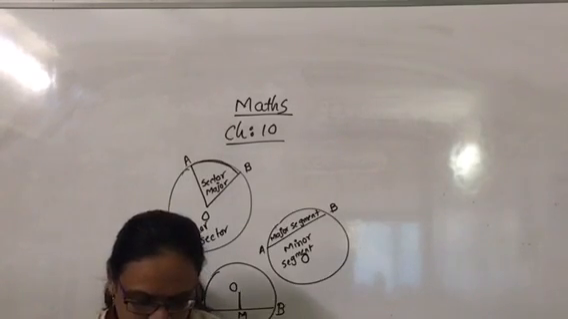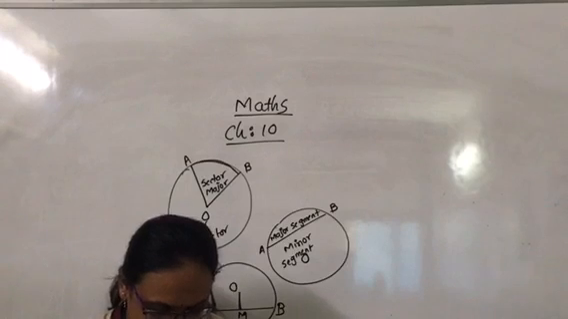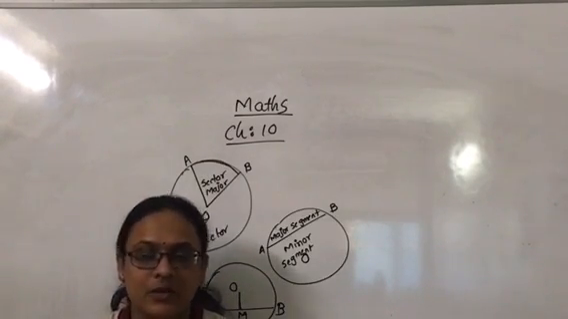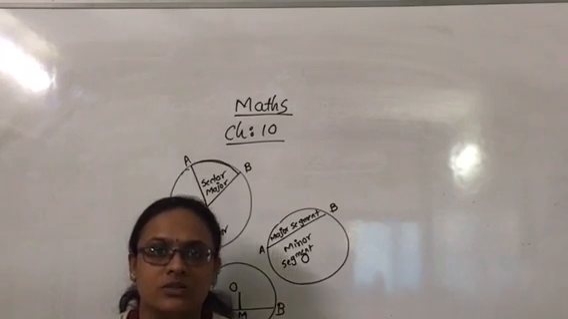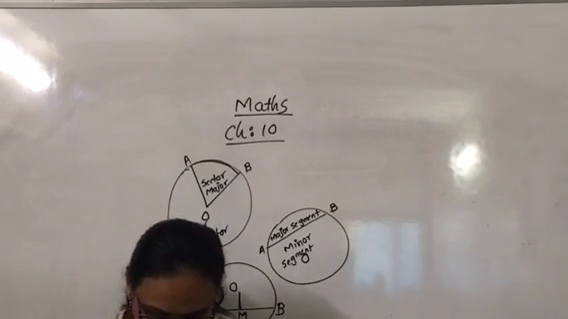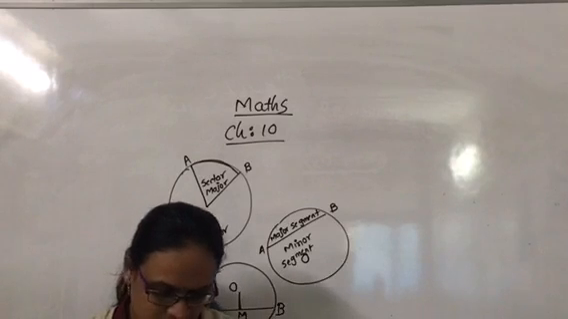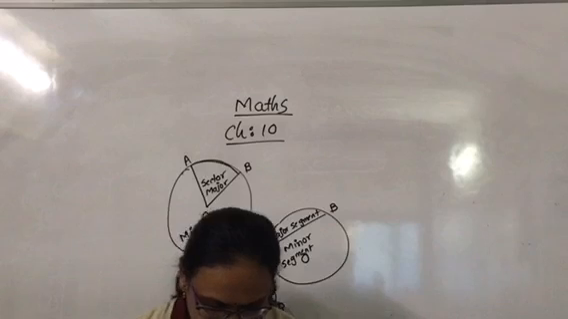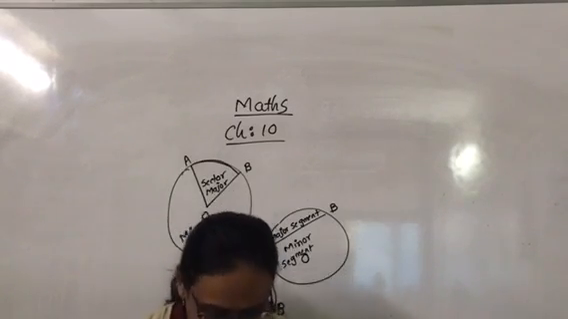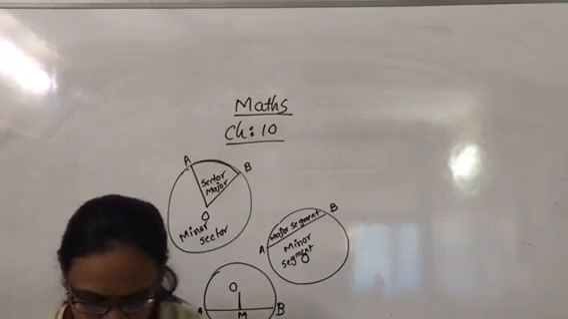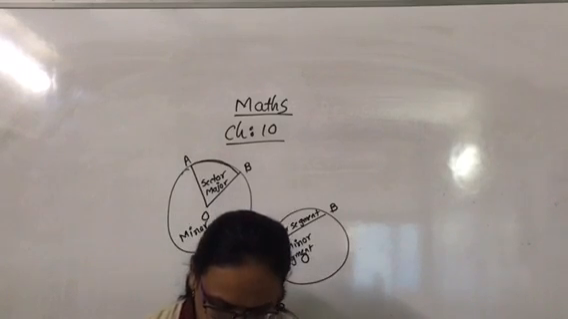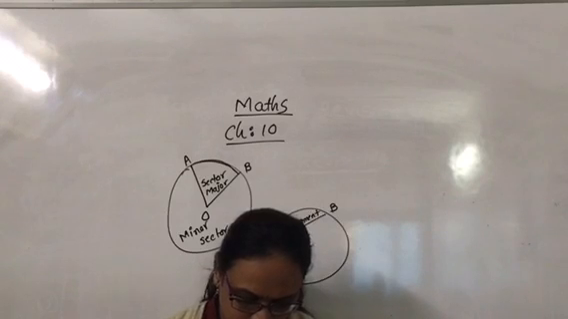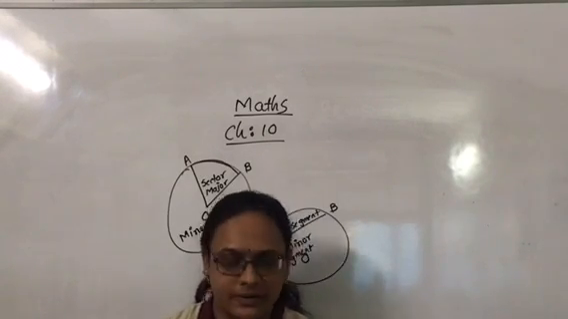A circle divides the plane on which it lies into three parts. That is, first is inside the circle, second is on the circle, and third is outside the circle. Inside the circle is called the interior of the circle. The circle itself is the second part, and the third part is outside the circle, which is also called the exterior of the circle. The circle and its interior make up the circular region.